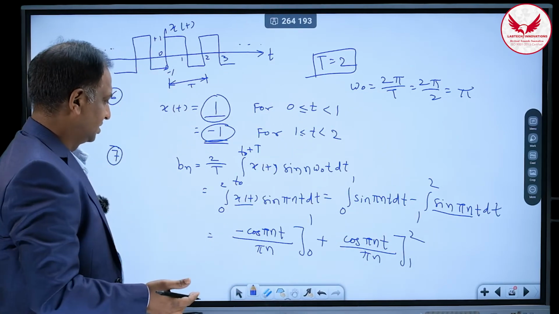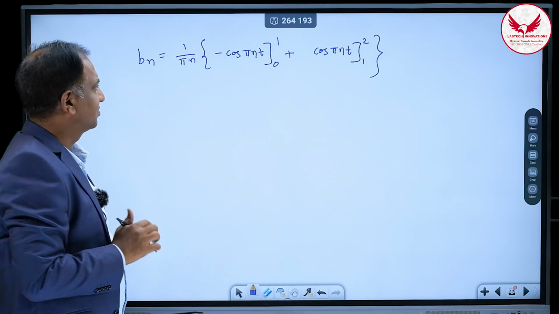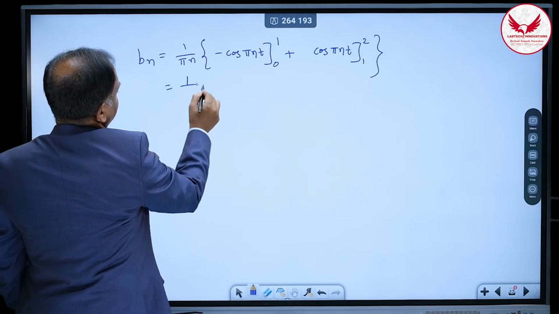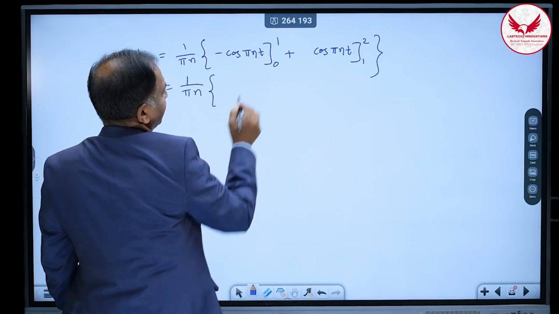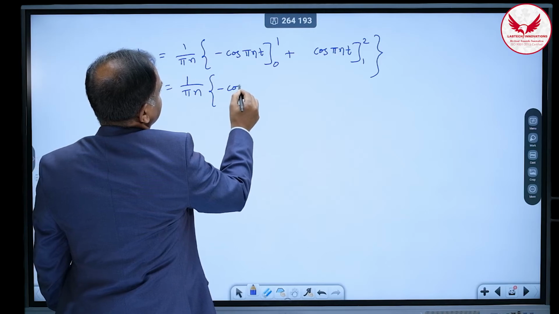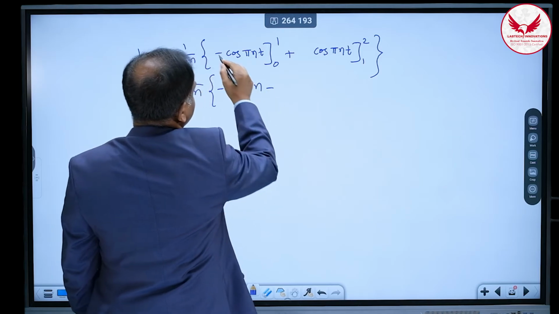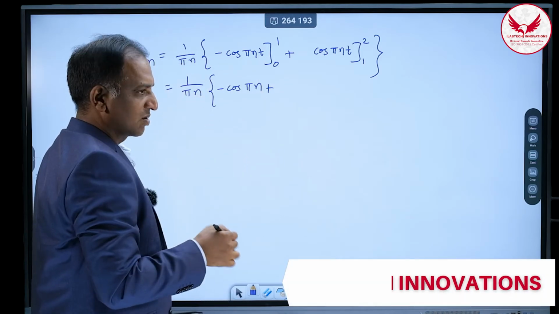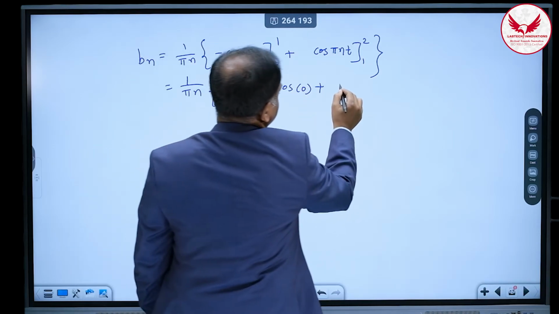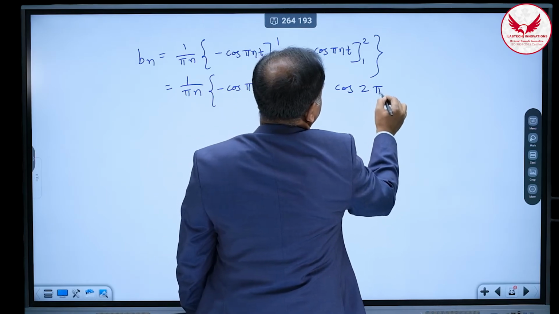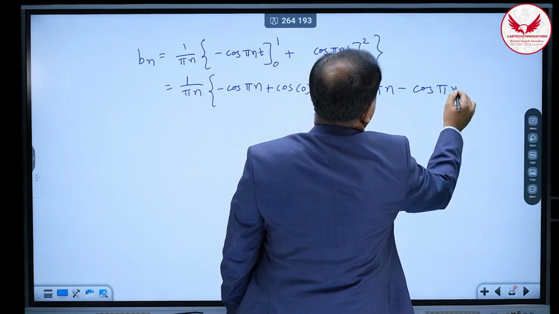Now you apply the limit so that you will get the value of bn. 1 upon pi n is common, I have taken 1 upon pi n common. So this is equal to 1 upon pi n. The upper limit is 1, so you put t is equal to 1: minus cos pi n minus the lower limit. Minus I will take, minus minus will become plus, and cos 0. So this is equal to cos 0 plus the upper limit, cos 2 pi n, minus the lower limit 1, that is cos pi n.